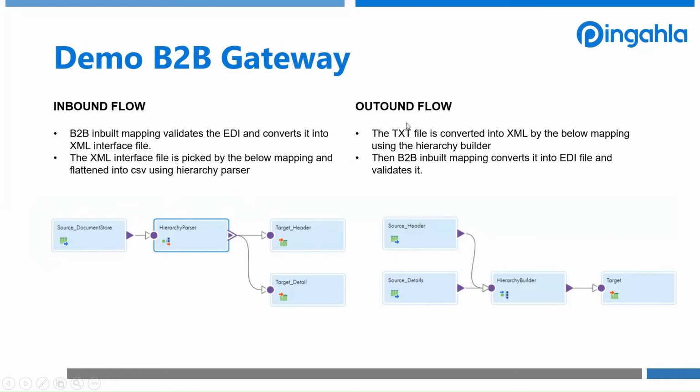Looking at the outbound flow, first we'll receive the text file, which will be converted into XML by the mapping given below, which basically uses the hierarchy builder to build an XML from the TXT file. Then the inbuilt B2B mapping will convert that XML into EDI and validate it.